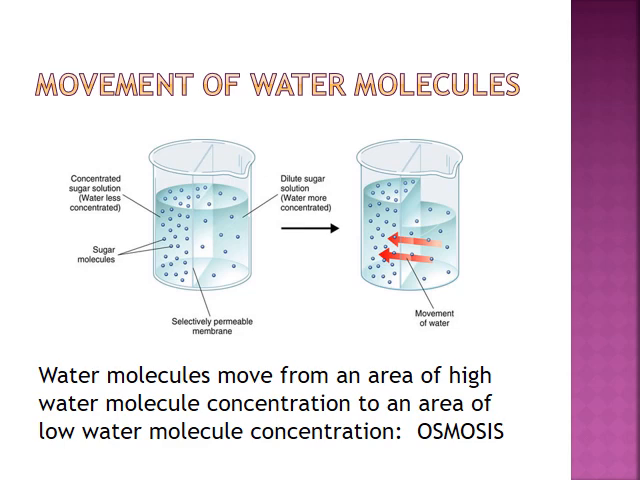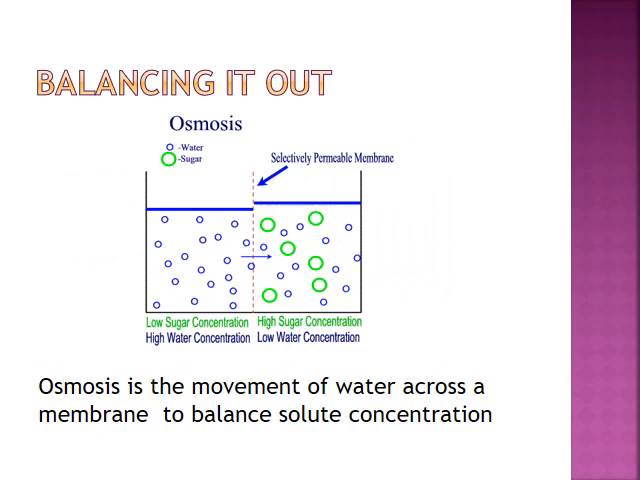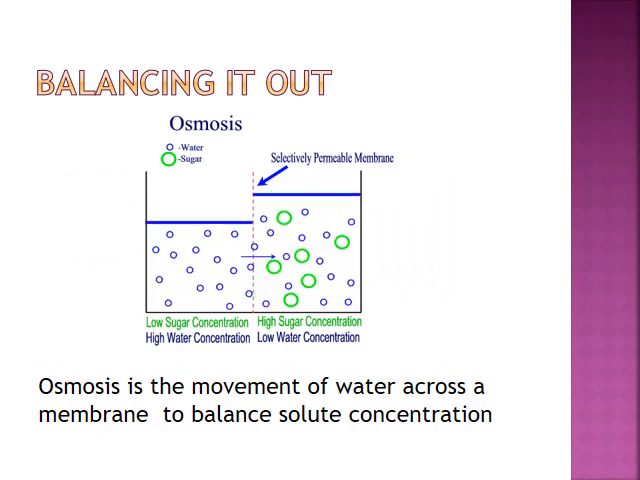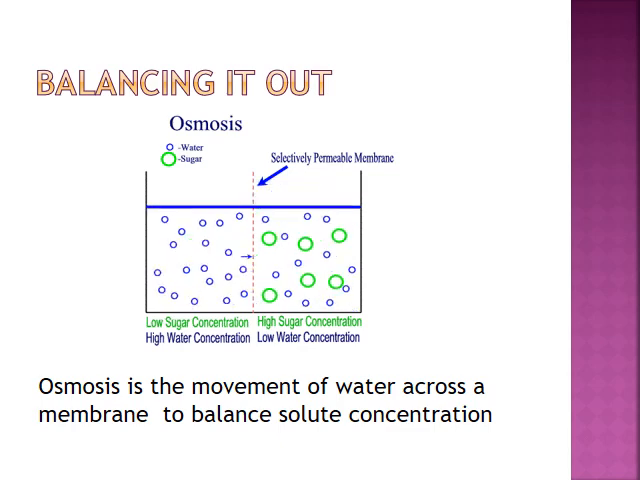That water part's important. Yes, Olivia? Water will always move from hypotonic to hypertonic. Water moves from an area of low solute concentration to high solute concentration. That movement of water is called osmosis. It balances out solute concentration.